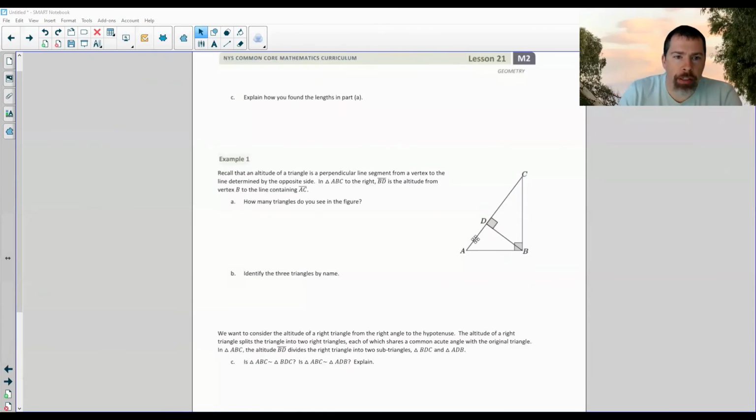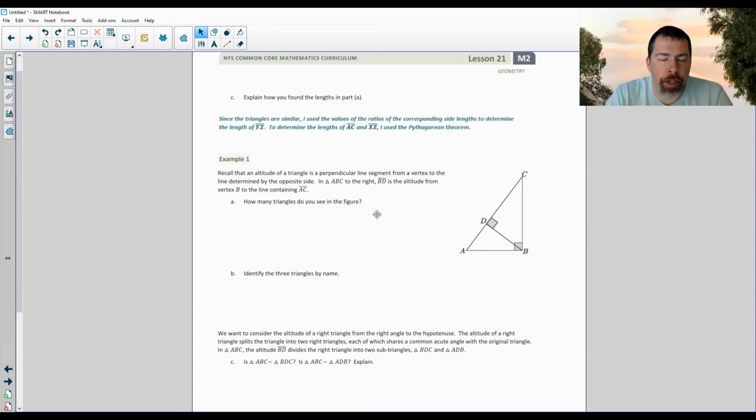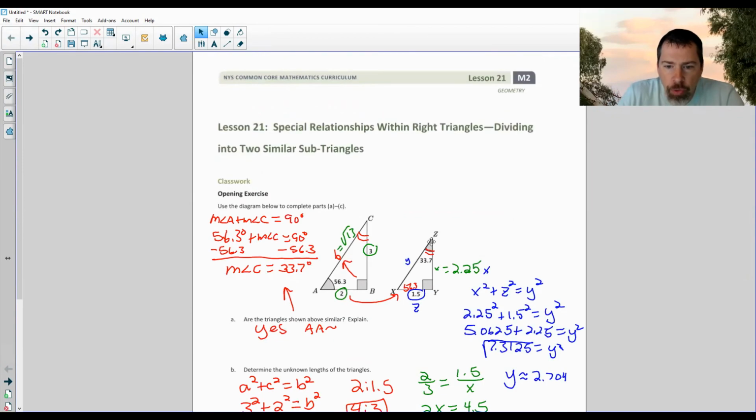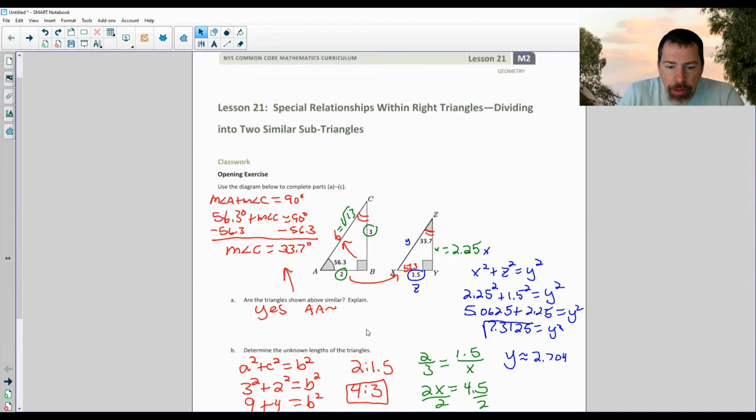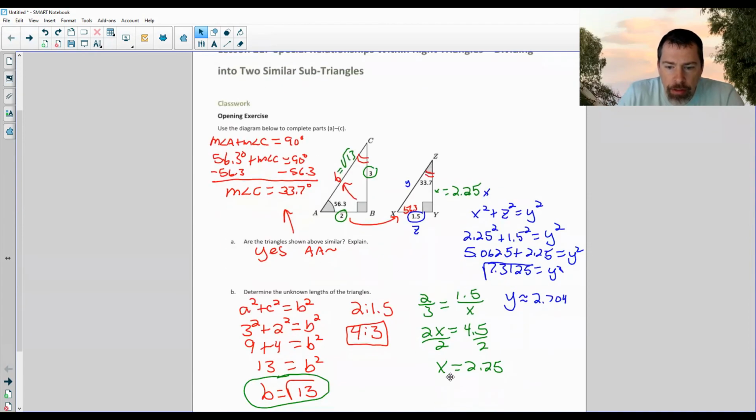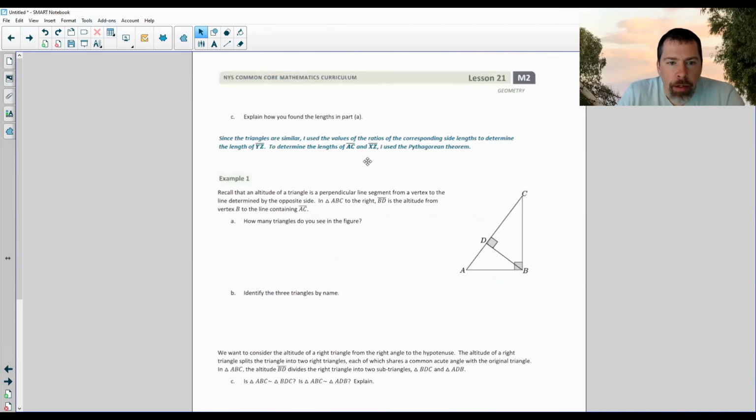Page 2 brings us to part C, and it says, explain how you found the lengths in part A. Well, I kind of explained it already, but here we go. Since the triangles are similar, I use the values of the ratios of the corresponding side lengths to determine the length of YZ. So I found the length of YZ by setting up this proportion. Okay. To determine the length of AC and XZ, I used the Pythagorean theorem.